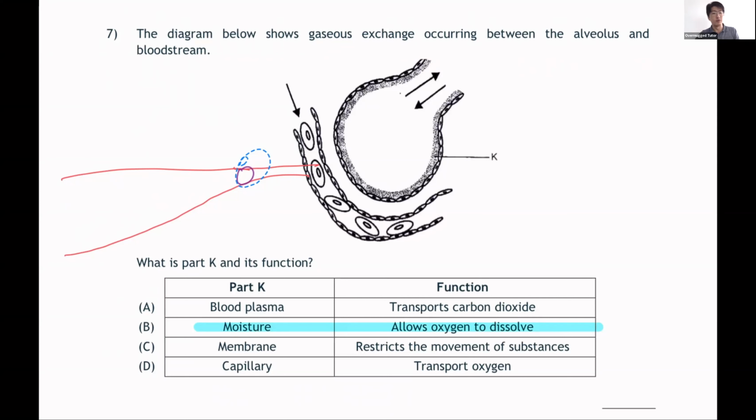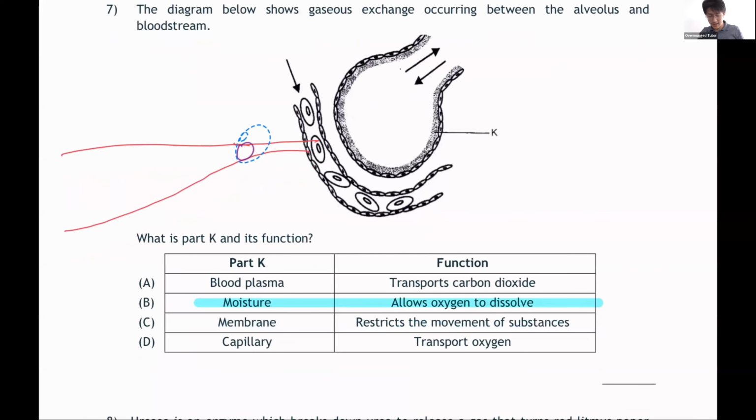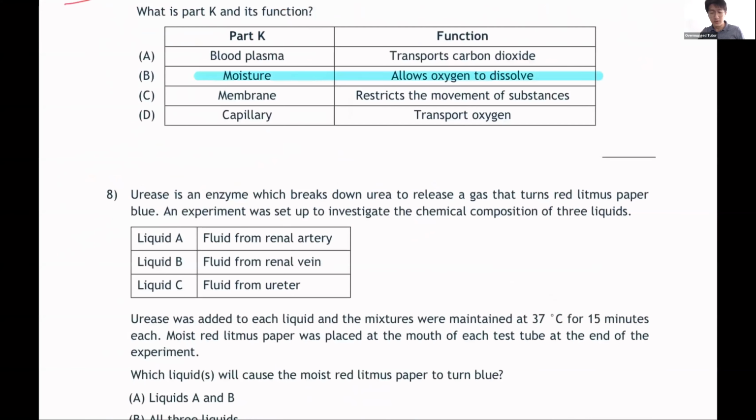Yes, Brian, that's a very good removal. Okay, let's go.